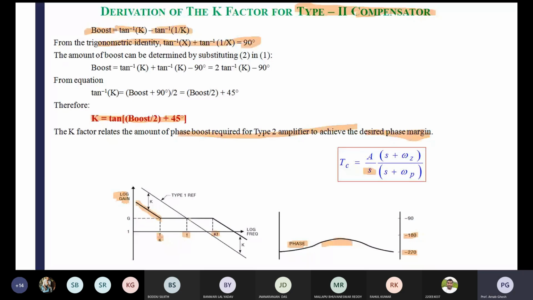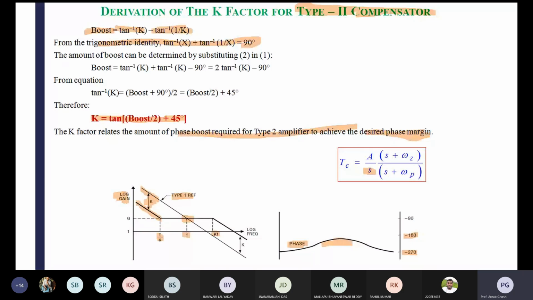In the case of type 1, there is only one pole at origin, nothing cascaded with that controller, so it has a direct slope of minus 20 dB per decade. In type 2, a gain k is there, so that is the difference. At f, you will get a phase boost up to 90 degrees. It starts from minus 270 and goes up to minus 180 degrees, so you can get a maximum of 90 degrees. This is the frequency domain analysis of the type 2 compensator.